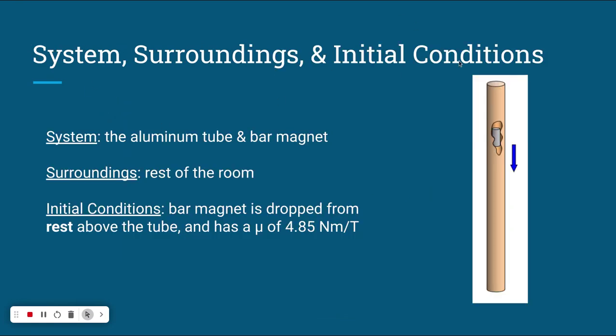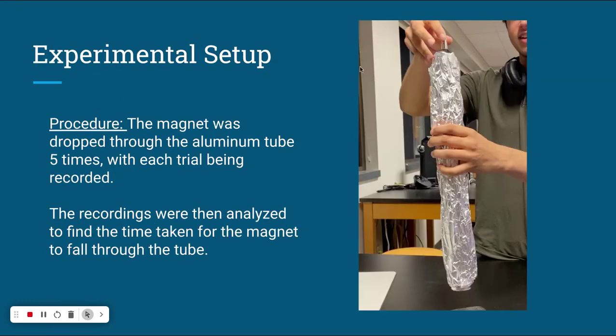So, some system, surroundings, and initial conditions. The system is the aluminum tube and the bar magnet. The surroundings are the rest of the room. The initial conditions are that the bar magnet is dropped from rest from above the tube and has a dipole moment mu of 4.85.